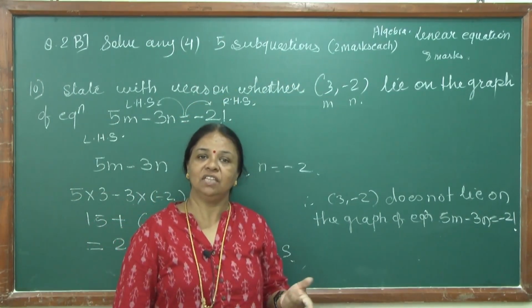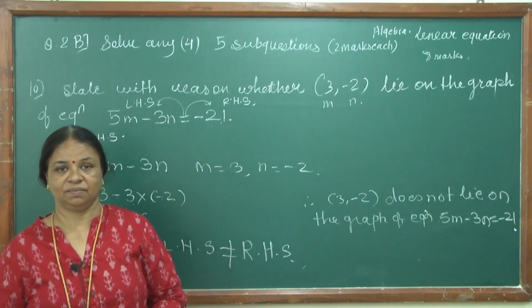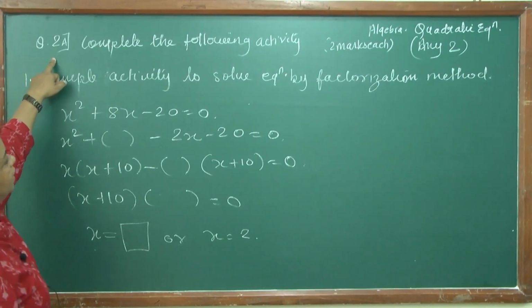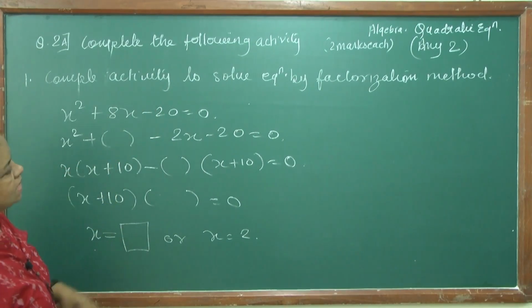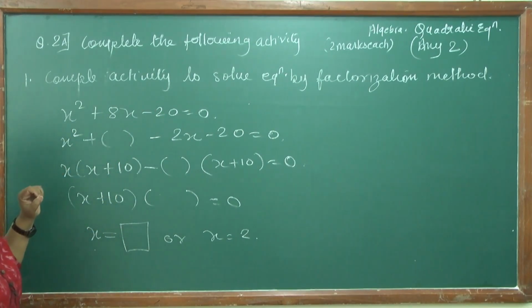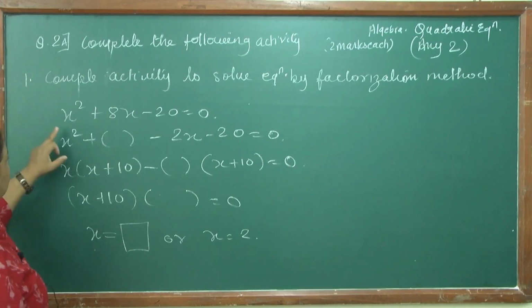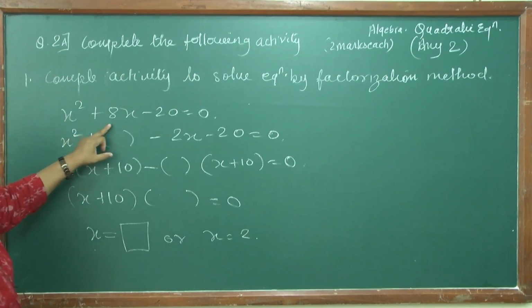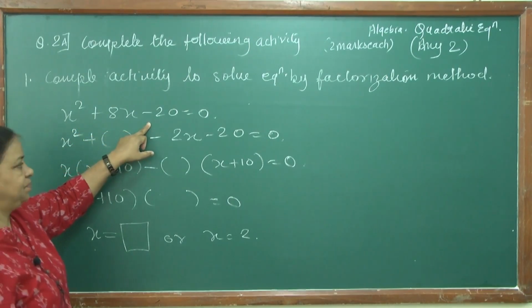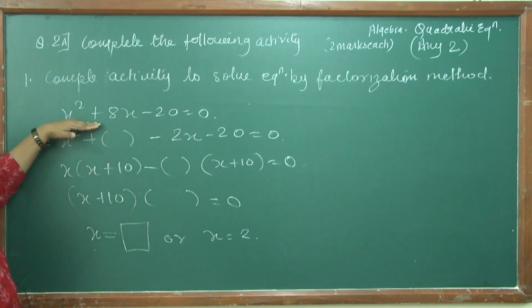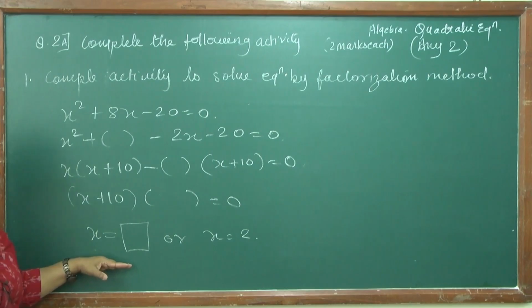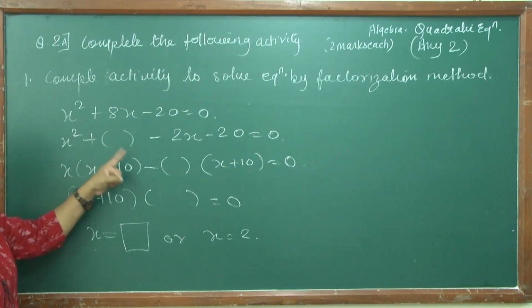Now we will begin with quadratic equation, children. Question number 2a, complete the following activity, children. 2 marks each, any two you will have to do. The activity is x square plus 8x minus 20. Now I will first teach you how to solve this, then afterward I will give you a shortcut method to get the answer and fill this.